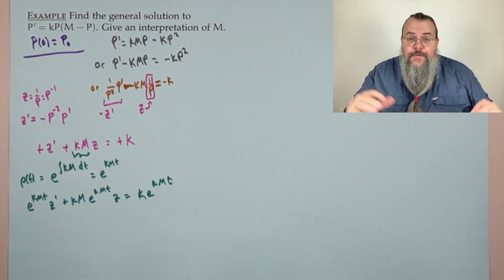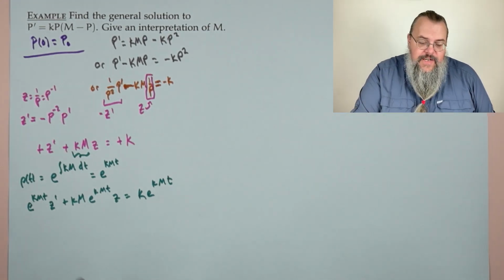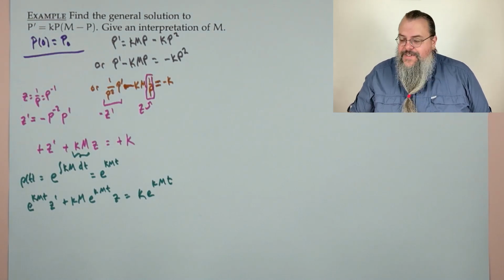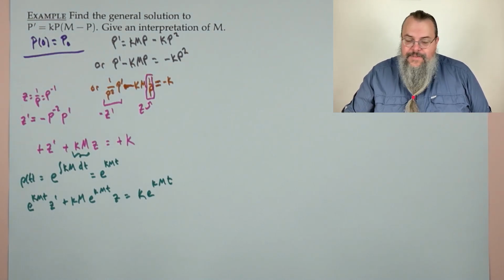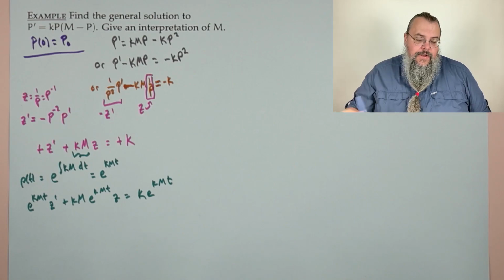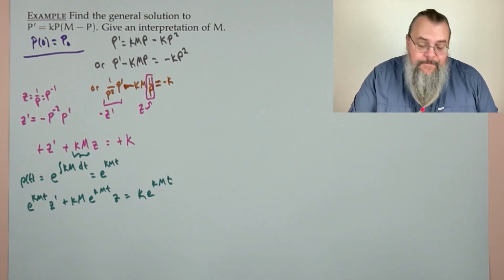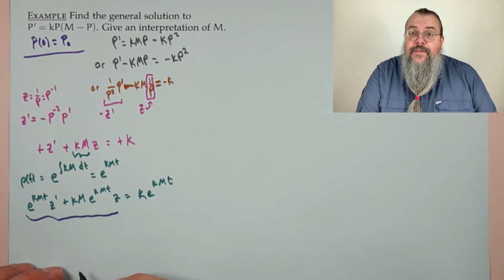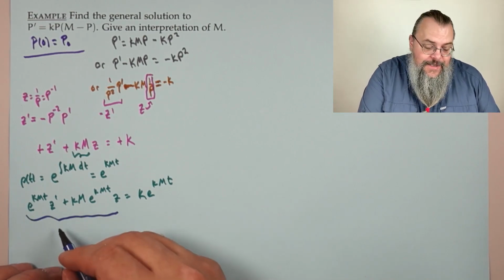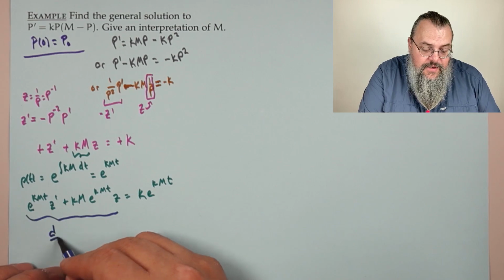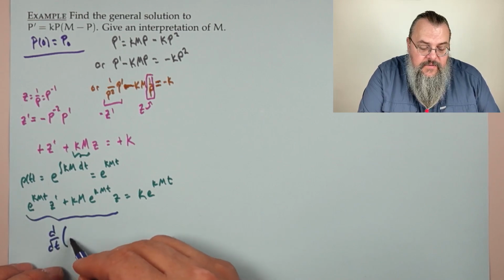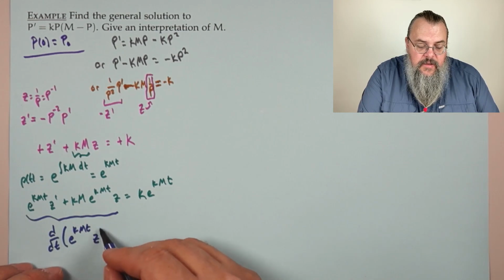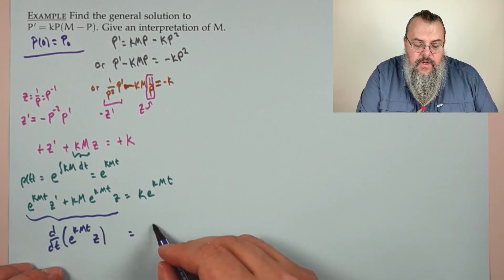Remember, everything gets multiplied by the integrating factor. Everything on all of the sides. Yes, all 2 of the sides. That's right, all 2 sides. Well, why did we do that? We did it because that makes this pretty. Namely, this becomes the derivative of e to the kmt times z. And now we say, well.